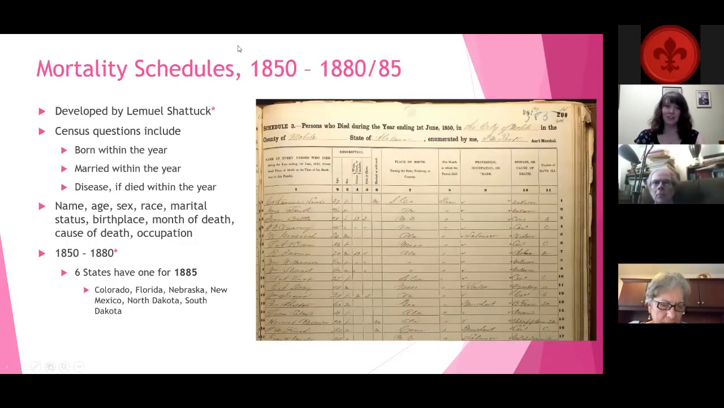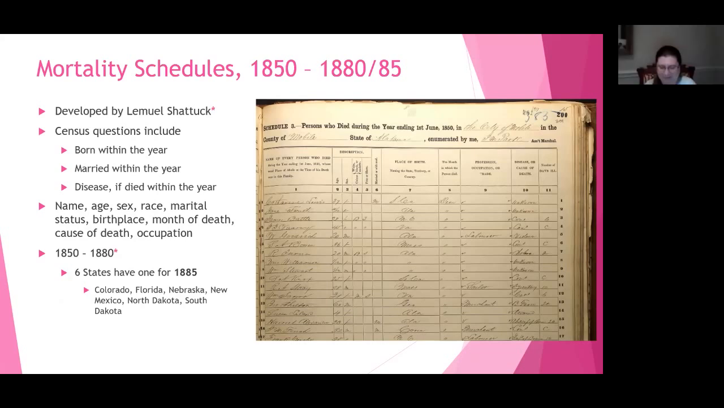Another thing that he developed were the mortality schedules, although from what I read, it was against his better judgment. He did not believe that this was useful or helpful for public health, but he deferred to the census officers. So the censuses started including the questions: born within the year, married within the year, and the disease if they died within the year. This is an example of the City of Mobile 1850 mortality schedule. And it does give pretty useful information: name, age, sex, race, marital status, birthplace, month of death, cause of death, and so on and so forth.